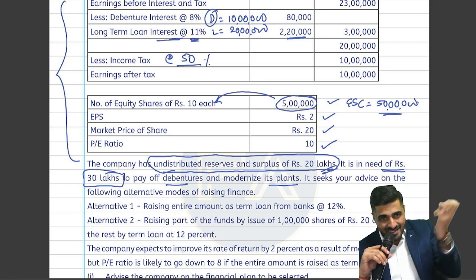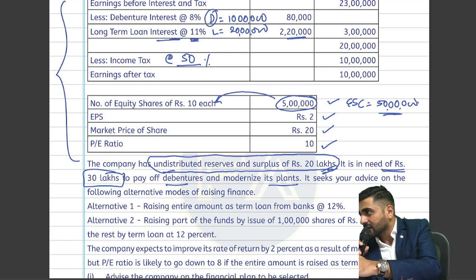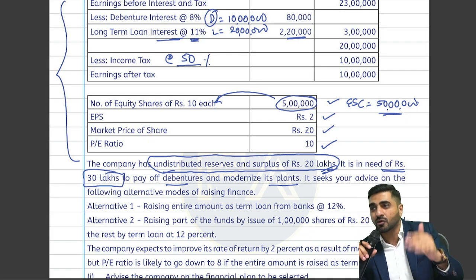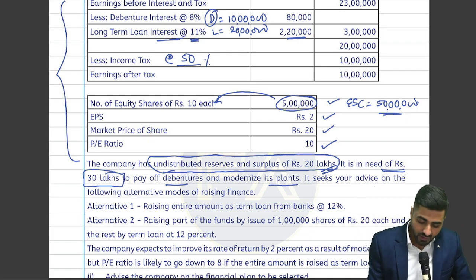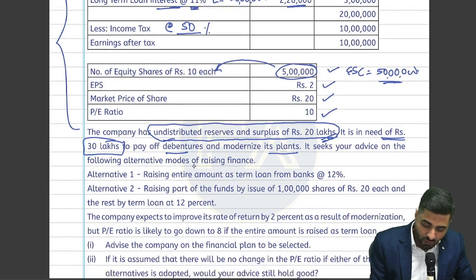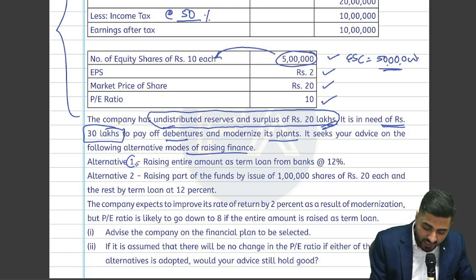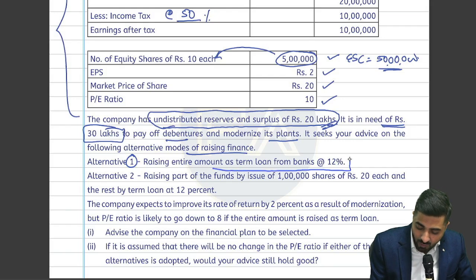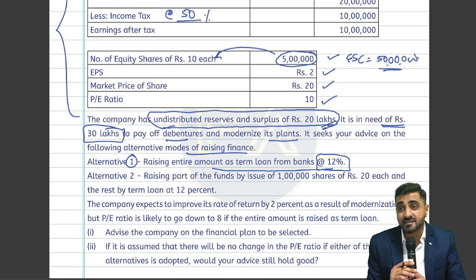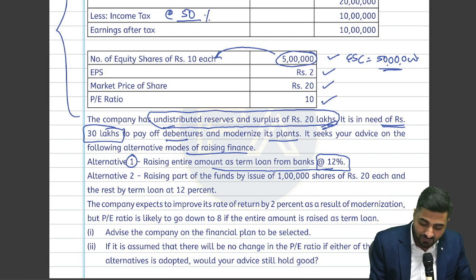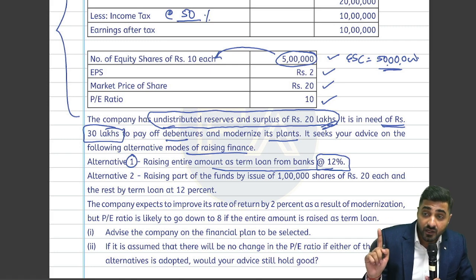The company wants to raise the finance. They want to redeem debentures, and at the same time they want to modernize the plant. It seeks your advice on the following alternatives. Alternative 1, raising the entire amount as term loan. So in option 1, how are we raising this 30 lakhs? Entirely by way of term loans.